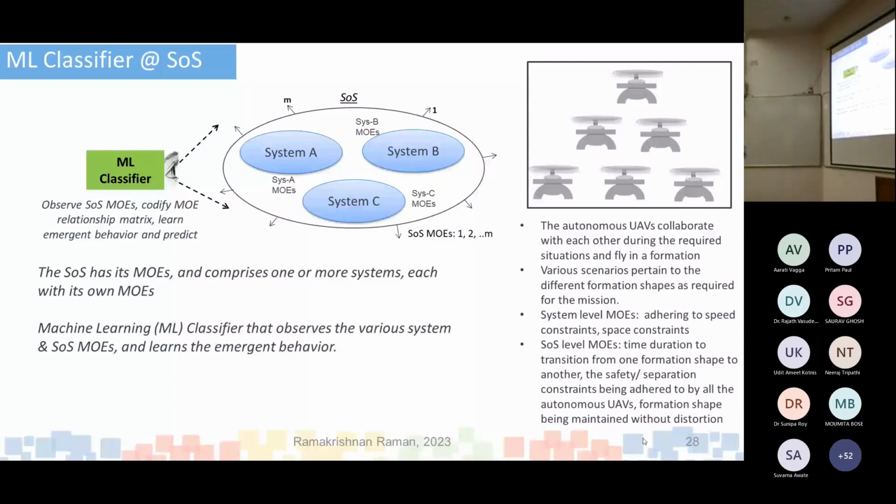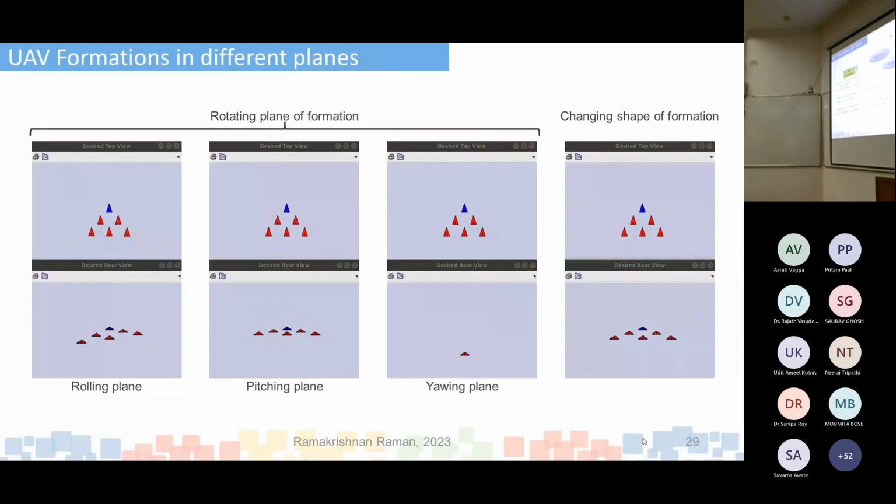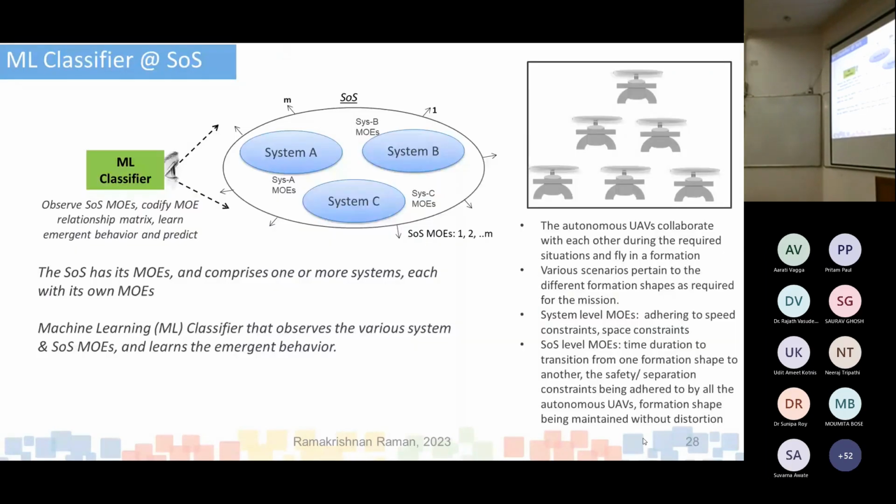So here we talked about a system having multiple systems, and each of them having their measures of effectiveness. We talked about MOEs in the first section, right? And then you start looking at what the MOEs are at a system of systems level, right? So for example, for a swarm, the MOEs will pertain to the overall mission of the swarm. You know, they're not colliding with each other and all of those together, the time duration for transition from one formation to another, safety separation constraints. At each system level, again, you would have MOEs that talk about meeting its individual objectives, right, and ensuring that it doesn't collide with other adjacent UAVs.